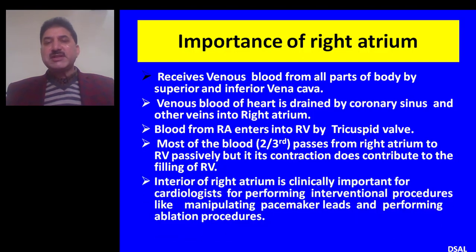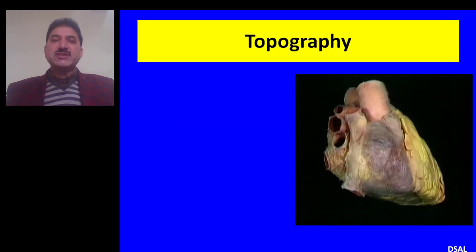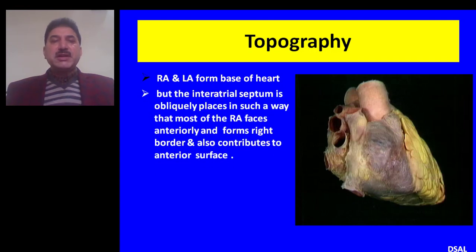Interior of the right atrium is clinically important for cardiologists for performing interventional procedures like manipulating pacemaker leads and performing ablation procedures. Topography of the right atrium. Right atrium and left atrium form the anatomical base of the heart, but the interatrial septum is obliquely placed in such a way that most of the right atrium faces anteriorly and forms the right border and also contributes to the anterior surface of the heart.